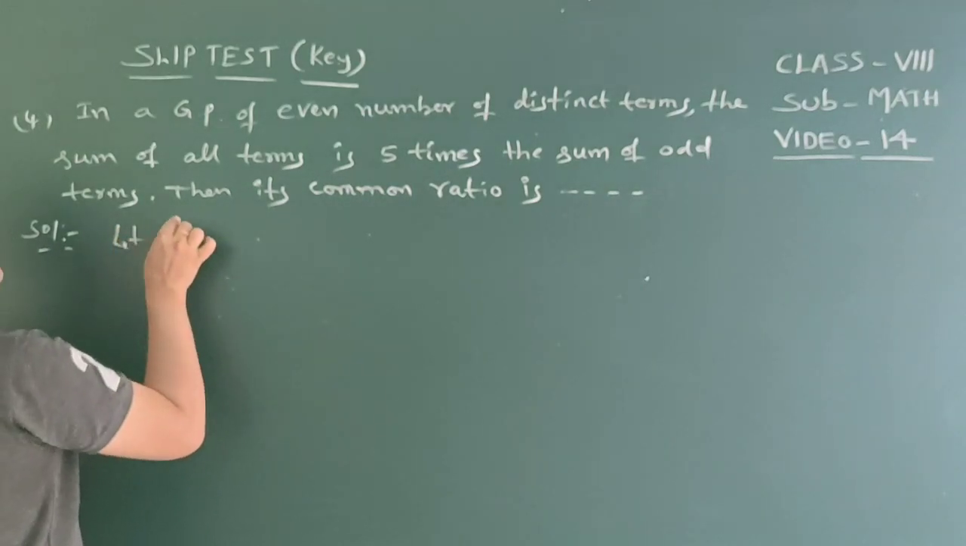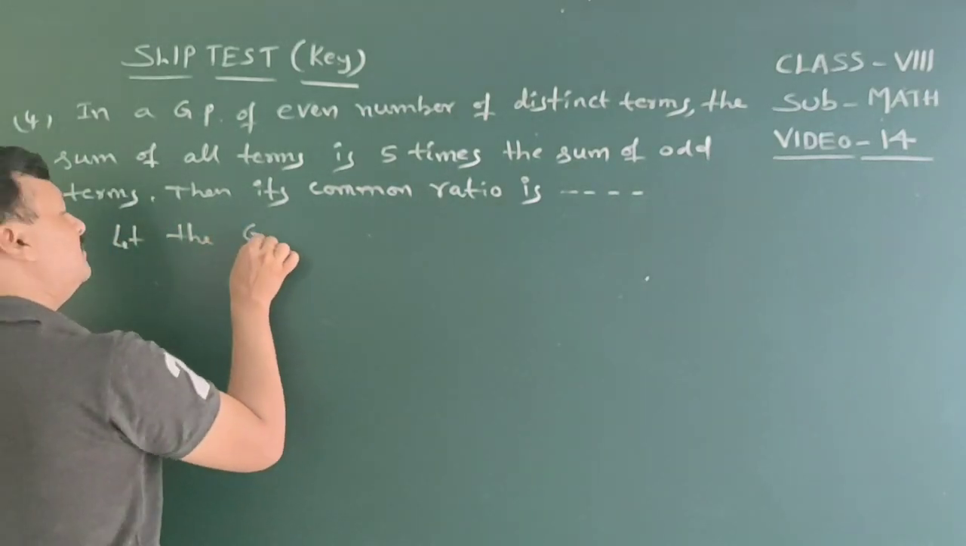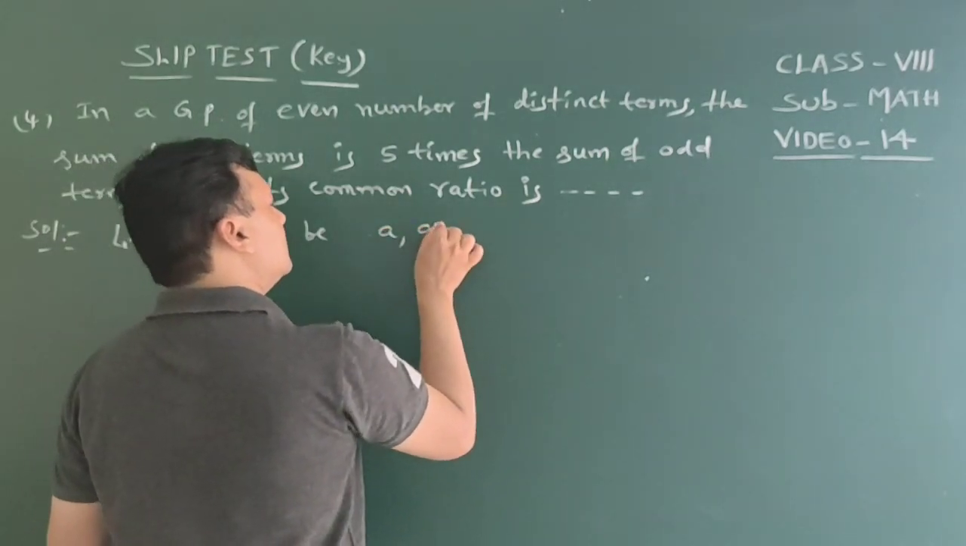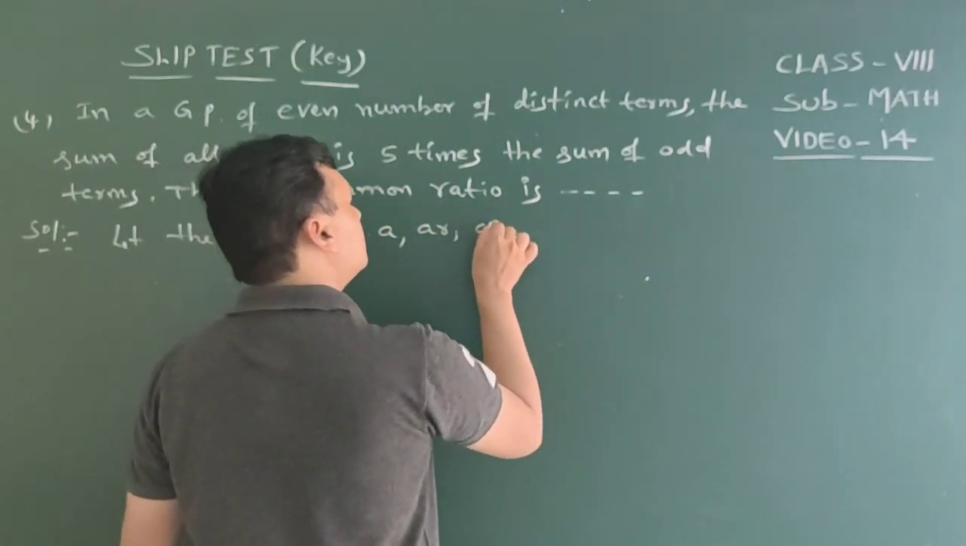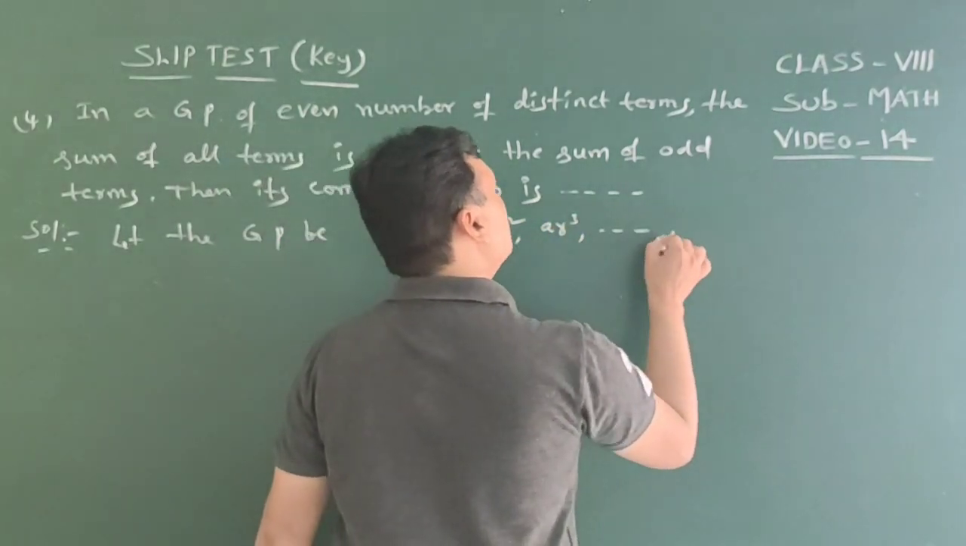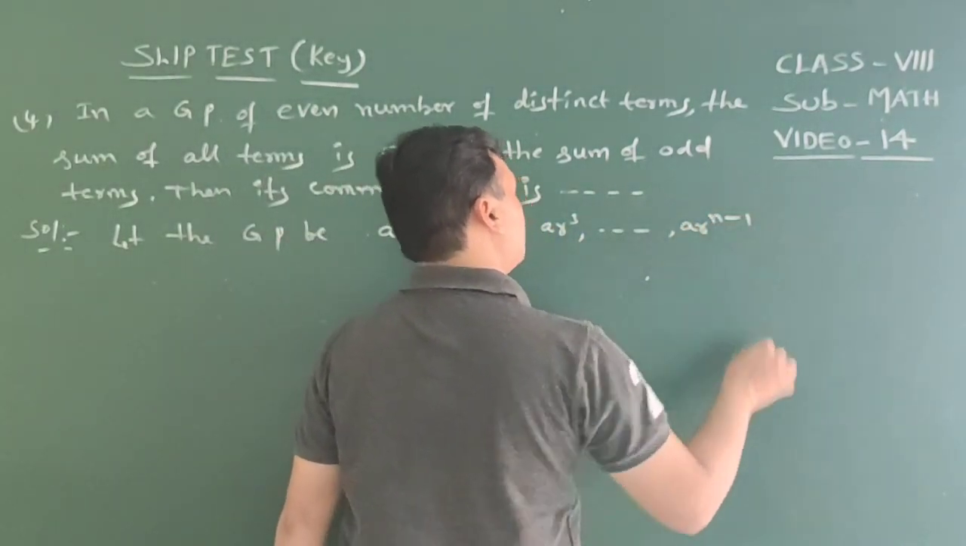Here, let the GP be a, a r, a r square, a r cube, and so on, a r power n minus 1.